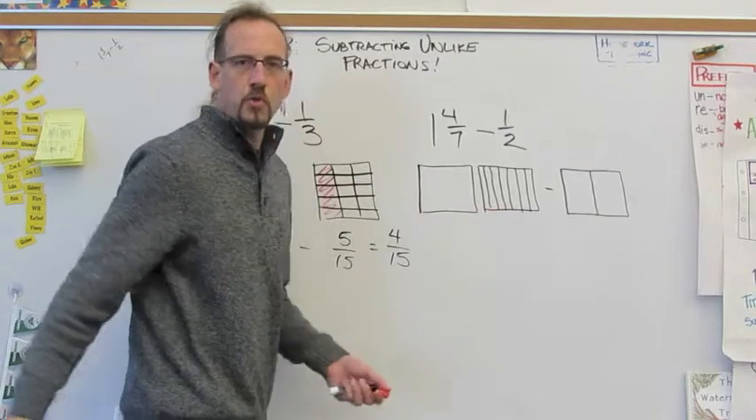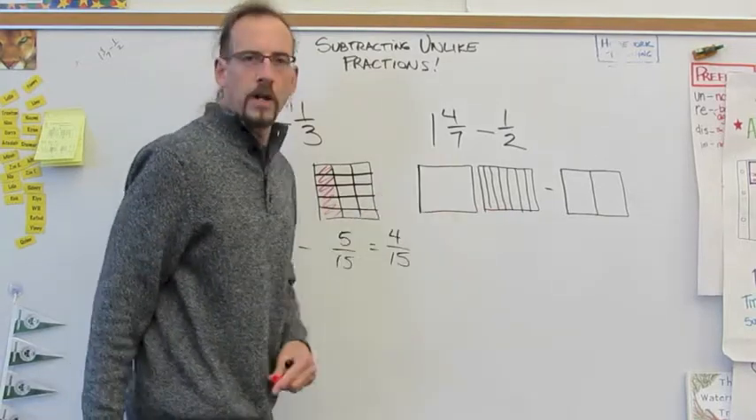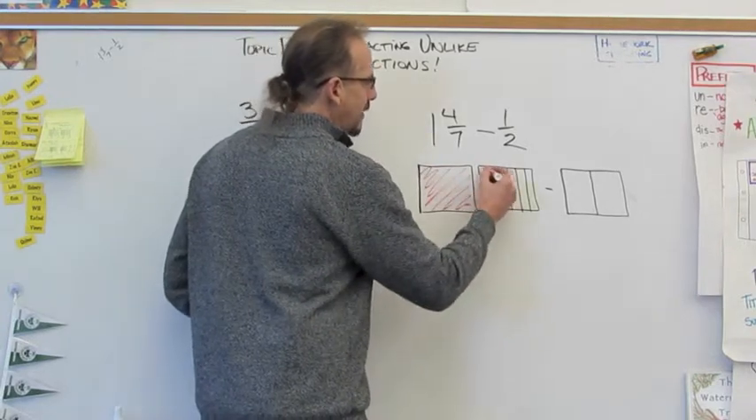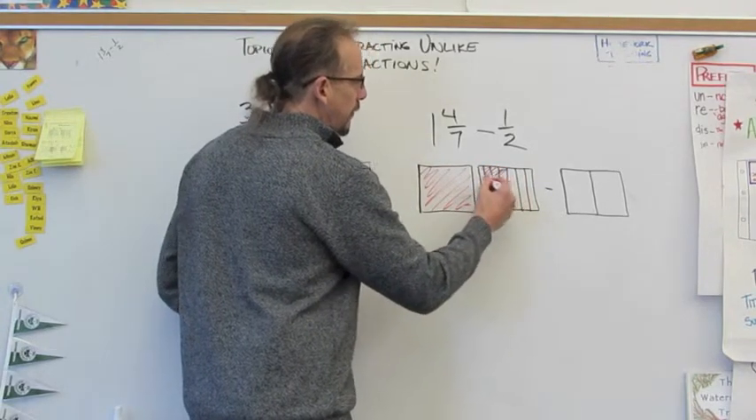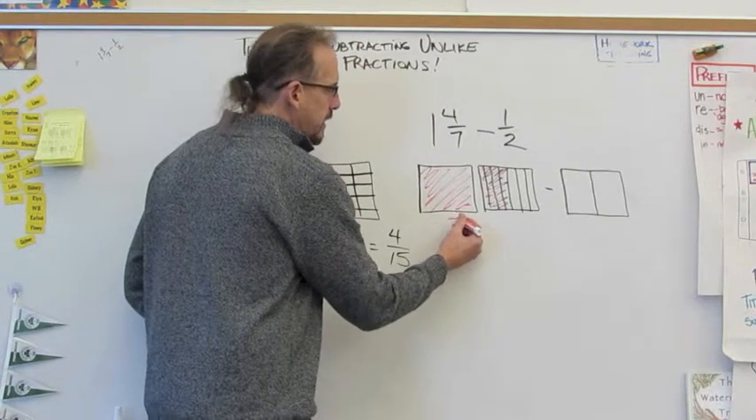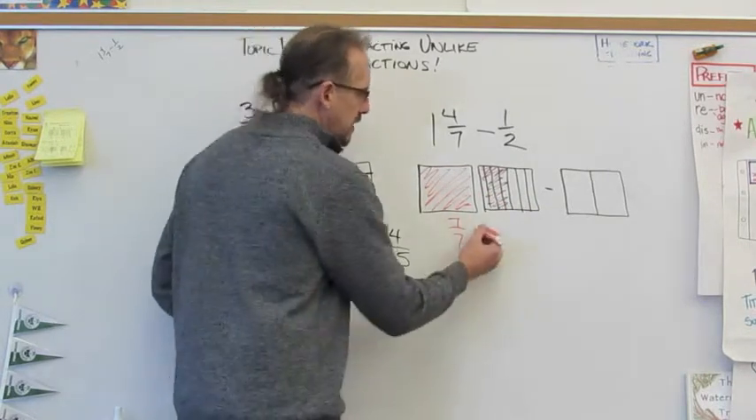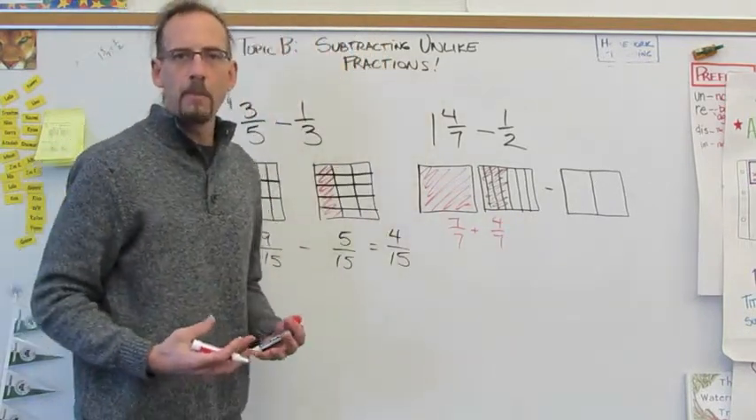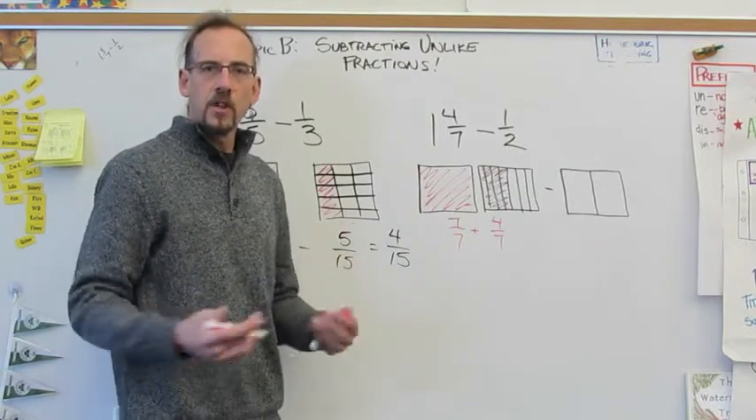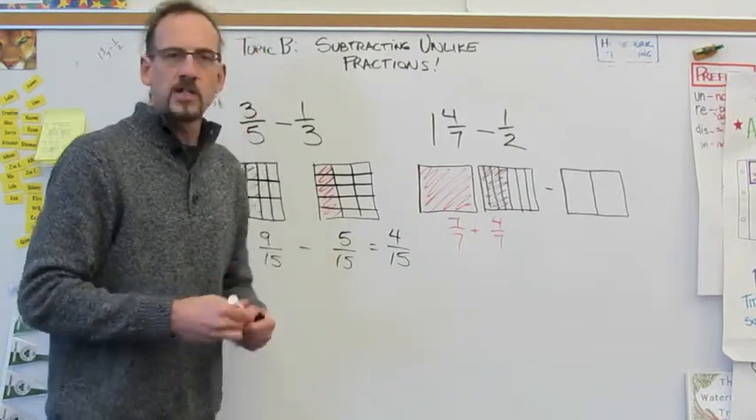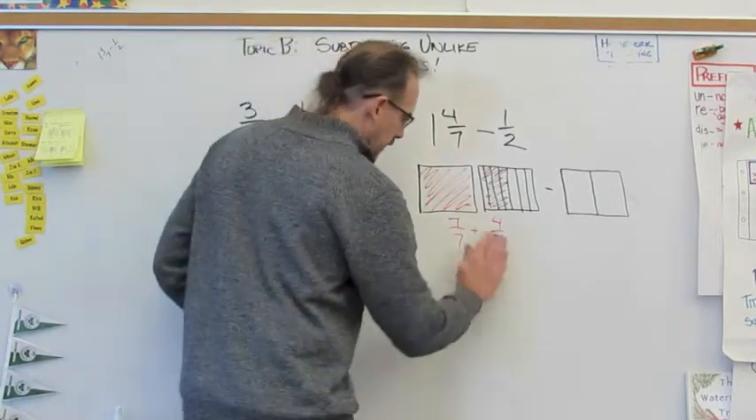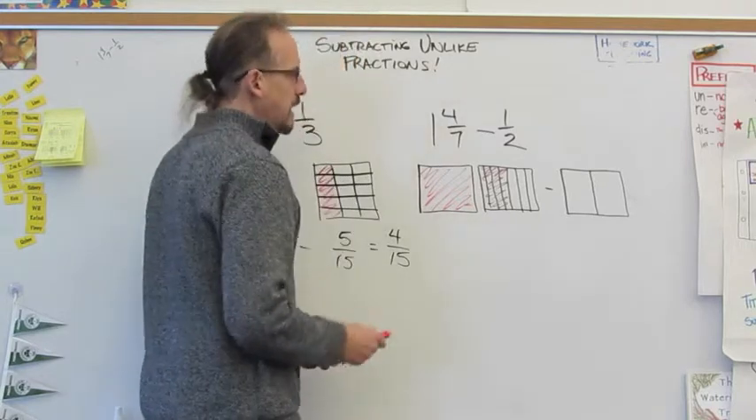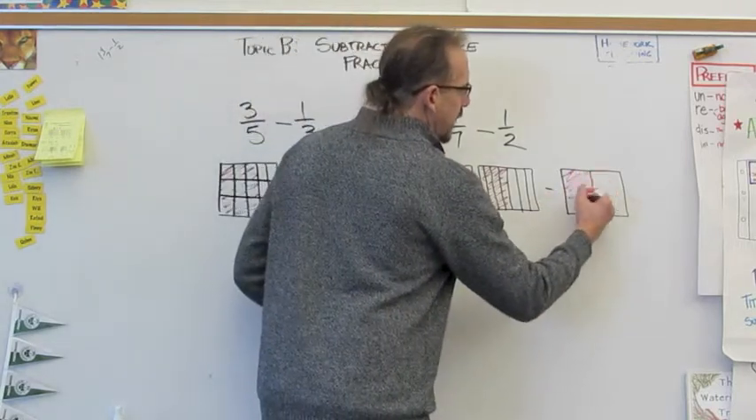Notice I had to use 2 rectangles to represent 1 and 4/7 because it is a whole and 4 more sevenths. Or another way to look at that would be 7/7 plus 4/7. Again, we are decomposing a number into its parts so that we can rename it in a way that helps us to add or subtract. I'm going to get rid of this right now. And then over here we've got 1/2. I forgot to shade that in.